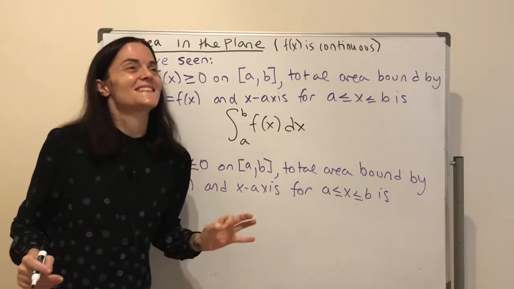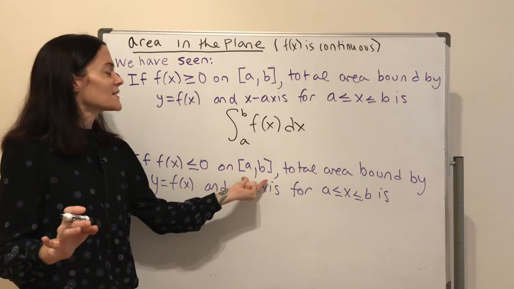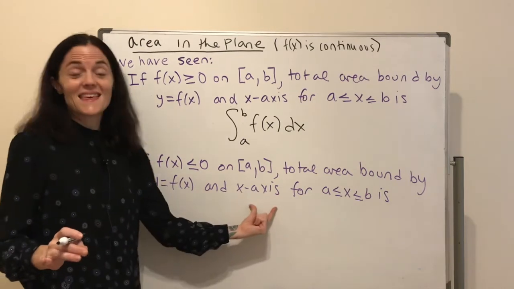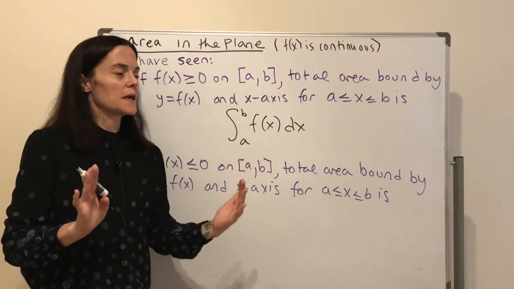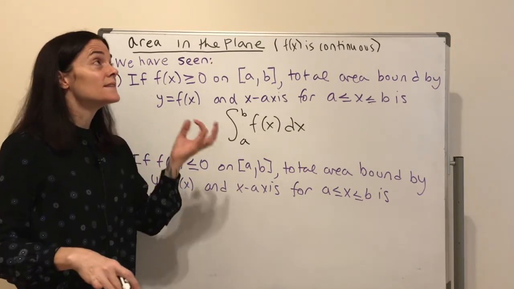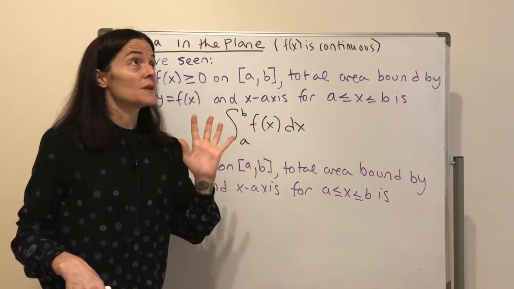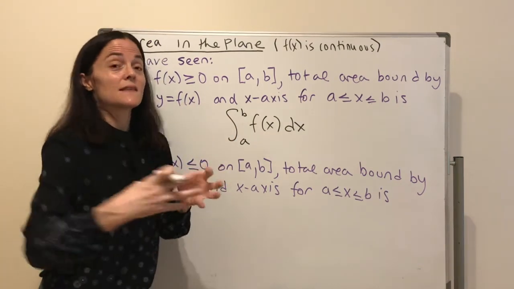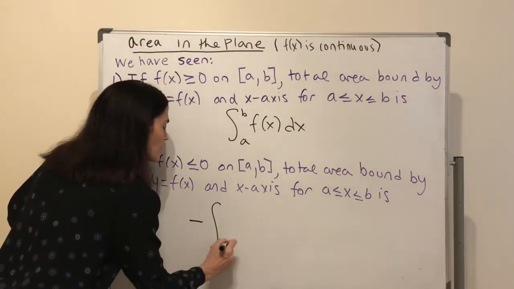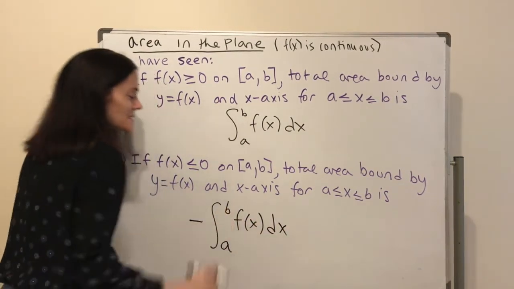And then we also discussed this, which is if the function is non-positive on the closed interval a to b, then the total area bound by the curve and the x-axis between x equals a and x equals b, in this case, is the area above the curve and below the x-axis. What we remember from this is that the area comes with a minus sign. So the area here would be minus the integral from a to b of f of x dx, or you could bring the minus inside here.